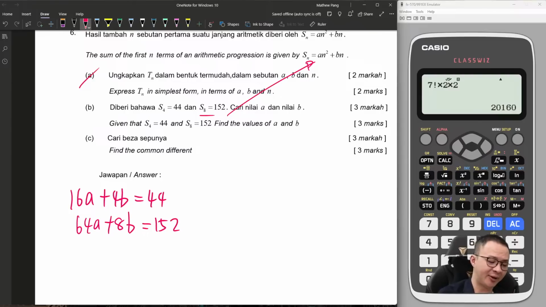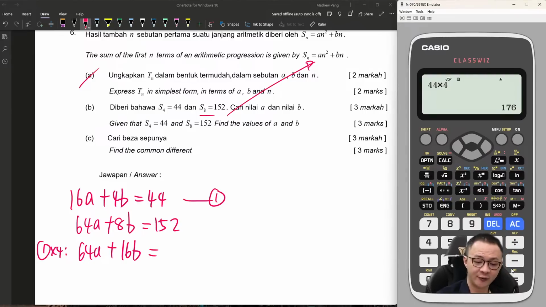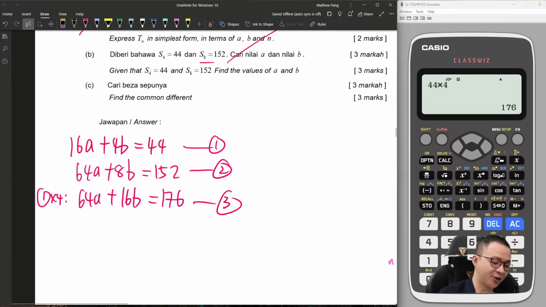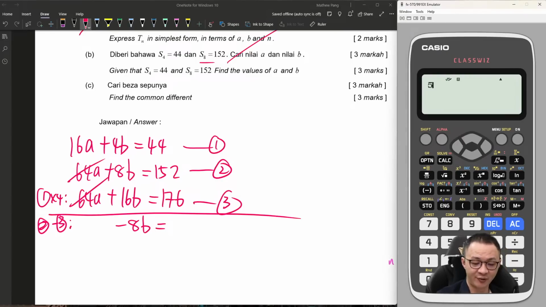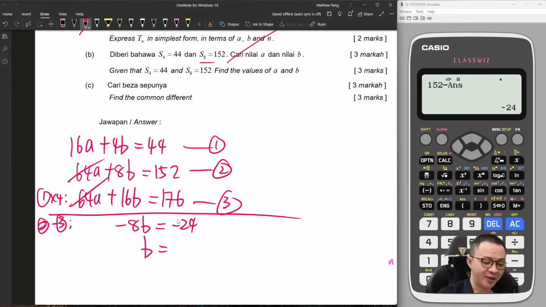Okay, eliminate them. Depends on how you want to eliminate them. Let's say 16 times 4 is 64, right? So first equation multiply by 4. So I will get 64A plus 16B equals 44 times 4, 176. Then I use the second equation minus the third equation. I minus them. This one is gone. This one is negative 8B. 152 minus the answer just now, negative 24. Then my B is 3.